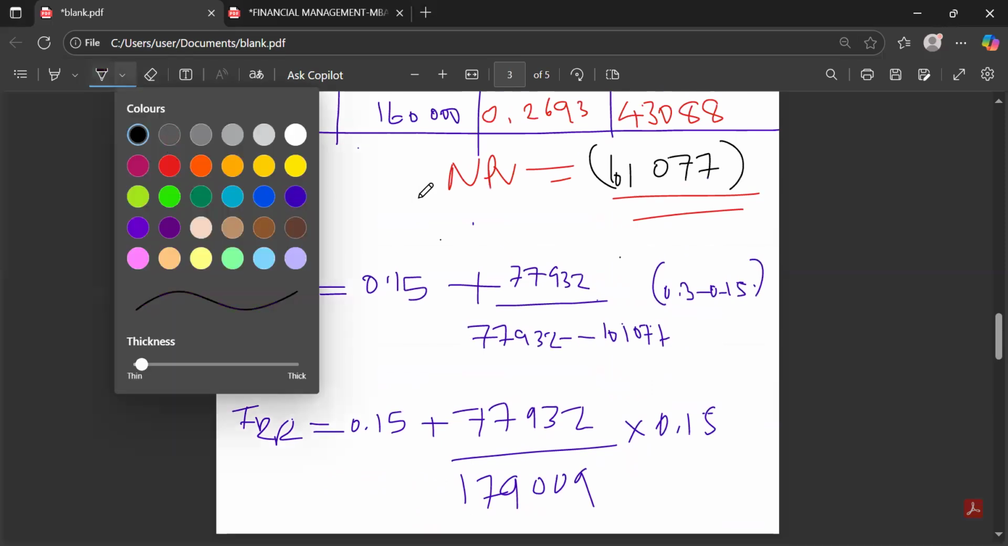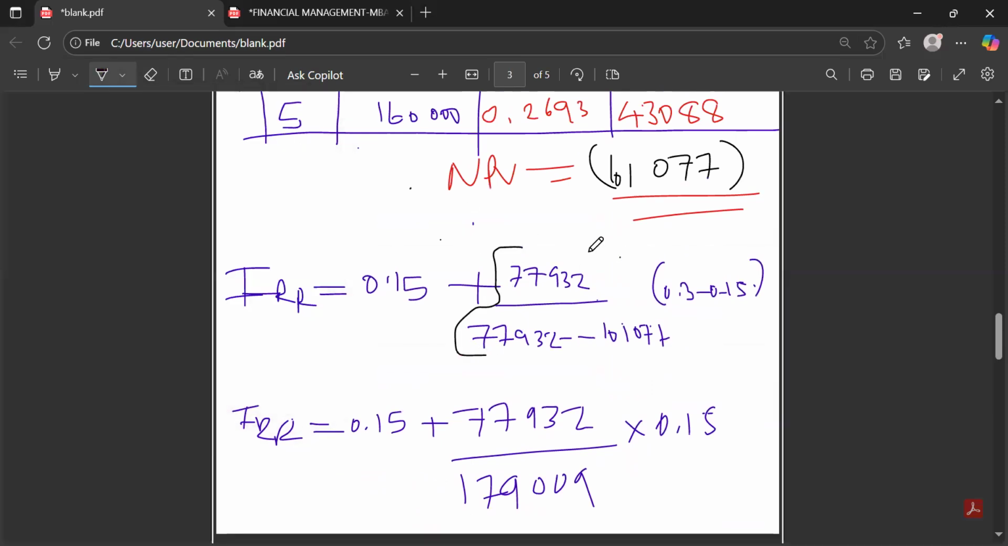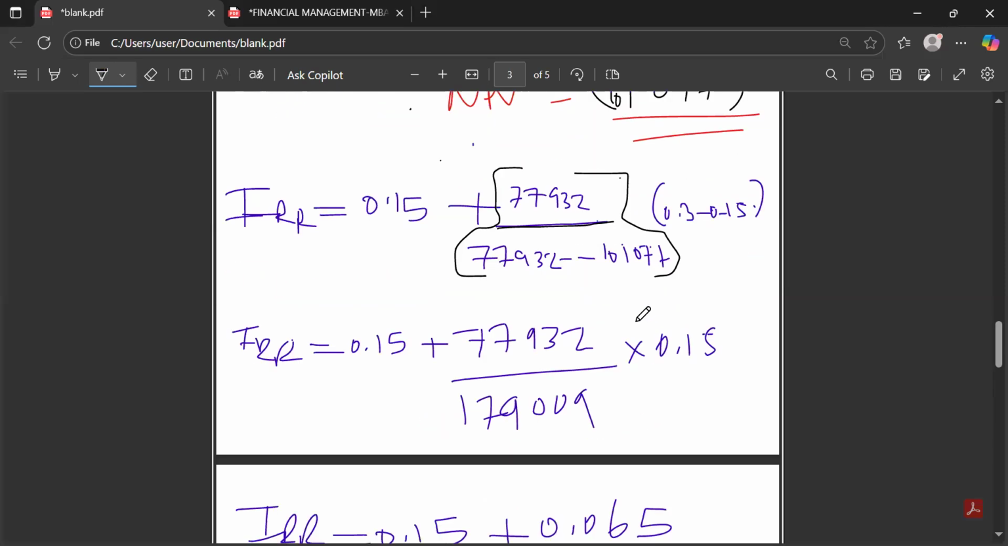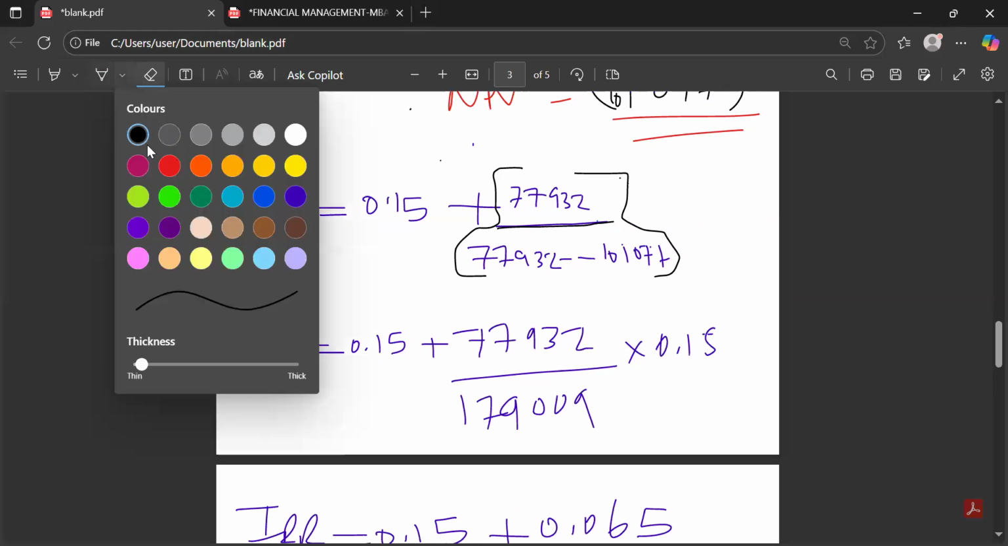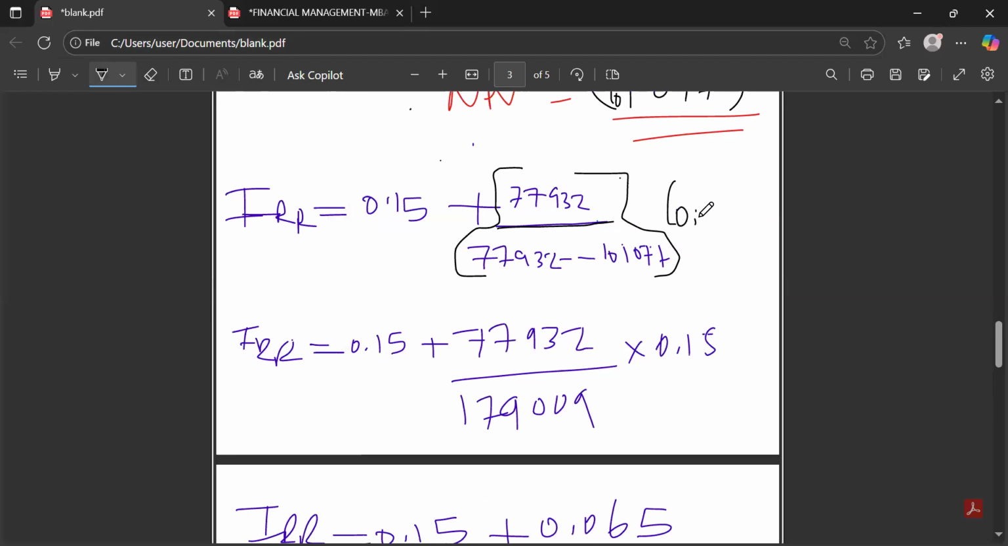I don't know if you have understood. On this page, where you close this bracket, there's 0.3 minus. Isn't that minus? Yes, it's 0.3 minus 0.15. It will give us 0.15.